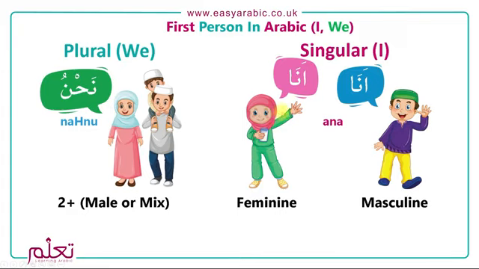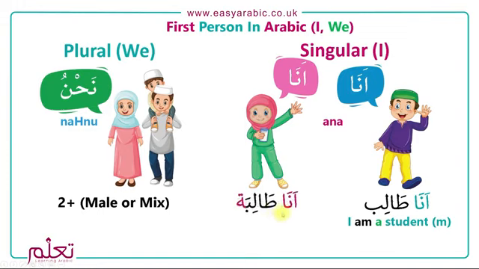So these are your first person pronouns. As we go towards the end of the lesson, we're going to have practice, where we'll actually put this into practice. If the man says, I am a student, he would say, ana talib. So I am a student, male. And when we talk about the female, we say ana taliba. Here this is the ta marbuta to indicate that we're talking about a feminine. So I am a student, female, ana taliba.